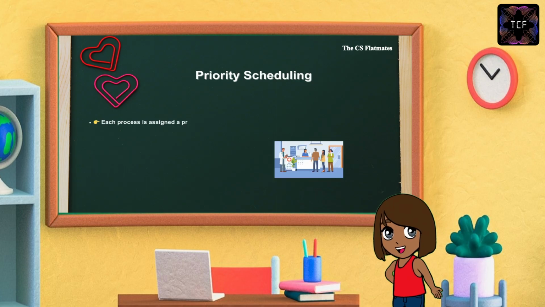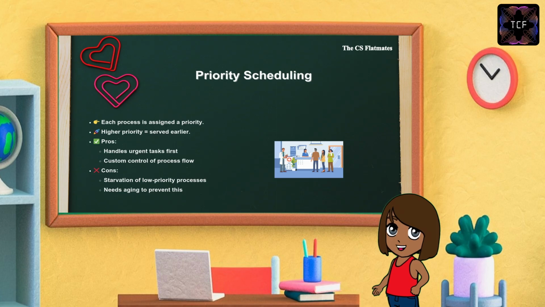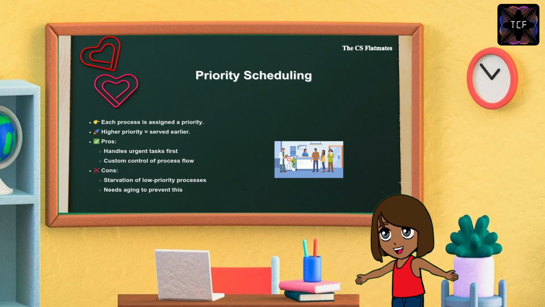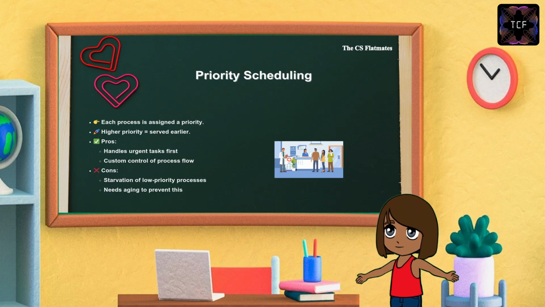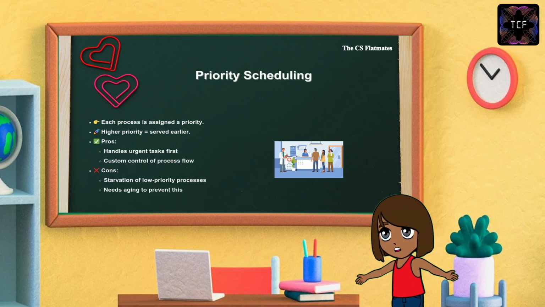Third one, priority scheduling. How it works: each process is assigned a priority number. Higher priority processes run first. Real life example: VIP patients in a hospital are treated first, regardless of arrival time. Pros: important processes are handled first. Cons: starvation of lower priority processes if high priority processes keep arriving. Solution for starvation: aging. Gradually increase the priority of waiting processes.